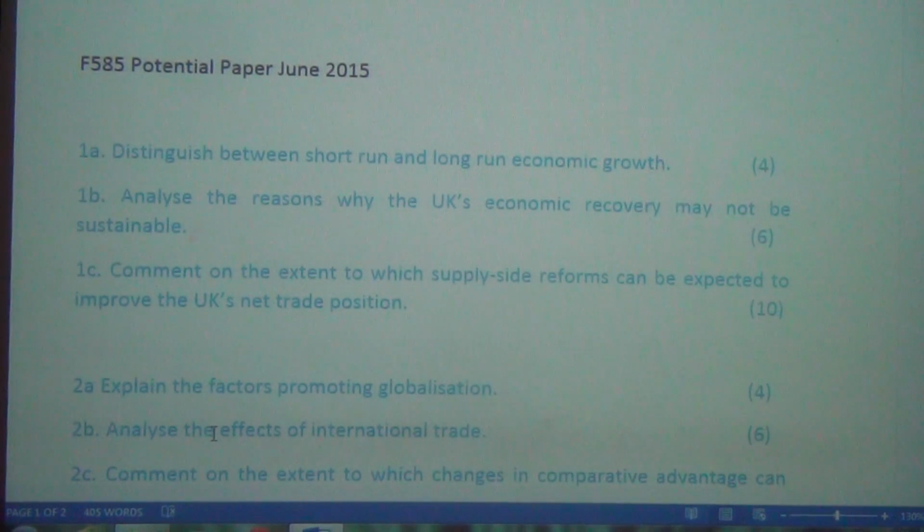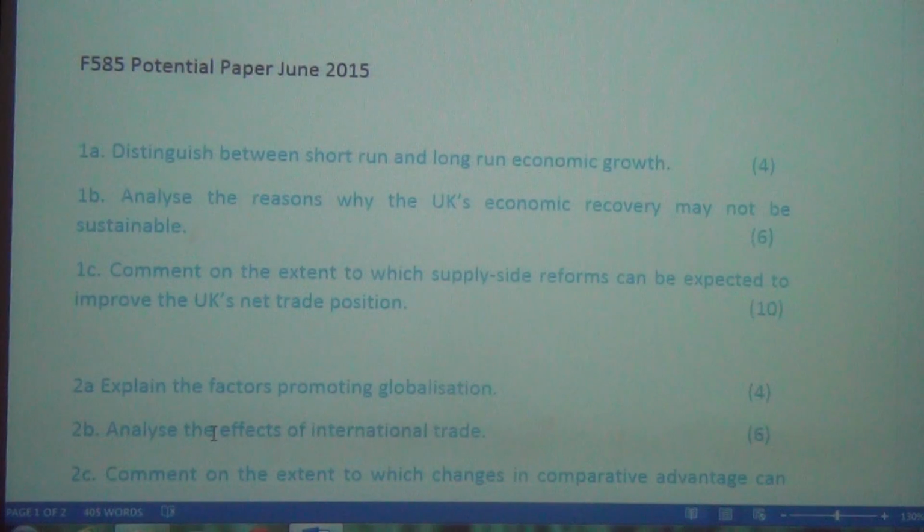So first paper, 1A, distinguish between short run and long run economic growth, 4 marks. 1B, analyse the reasons why the UK's economic recovery may not be sustainable, 6 marks. 1C, comment on the extent to which supply side reforms can be expected to improve the UK's net trade position, 10 marks.